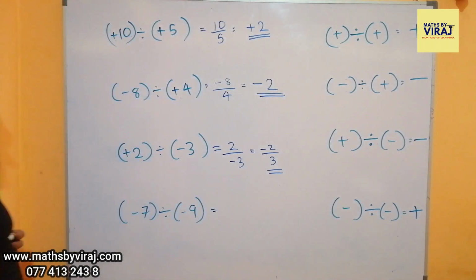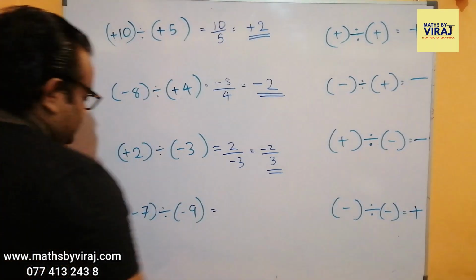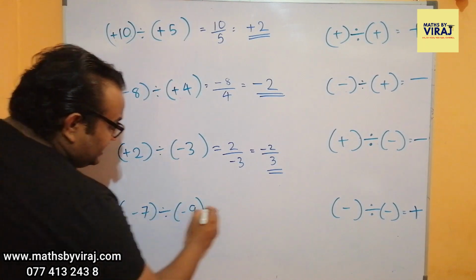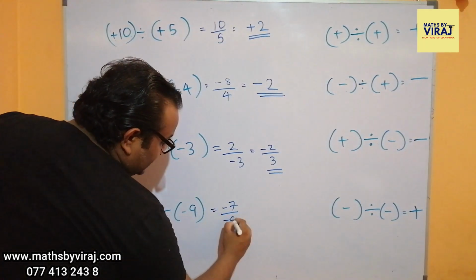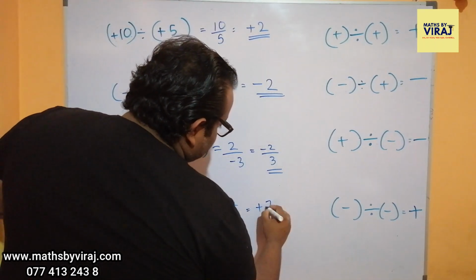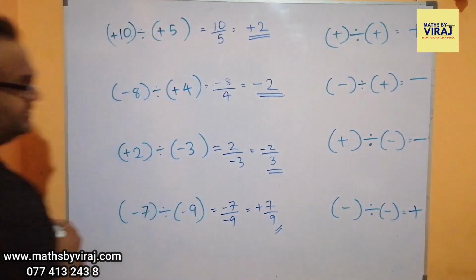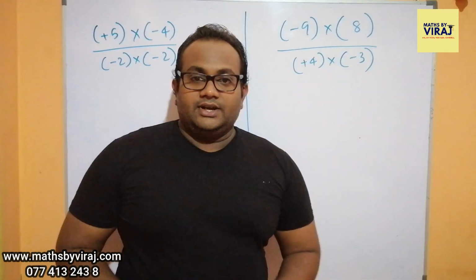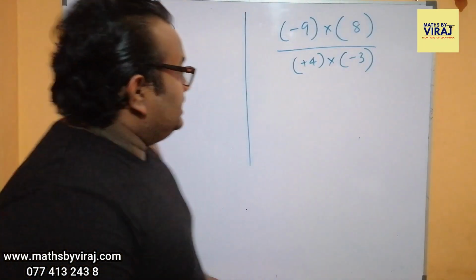Minus divided by minus, the answer is plus. Again, minus 7 divided by minus 9. Minus divided by minus, the answer is plus 7 over 9. Very easy. Right, children? Let's look at some sums.